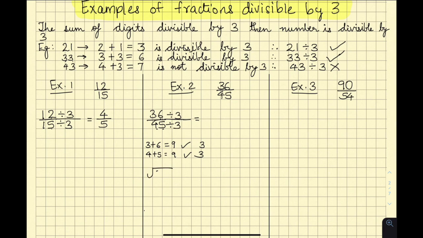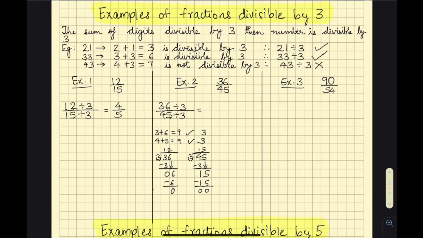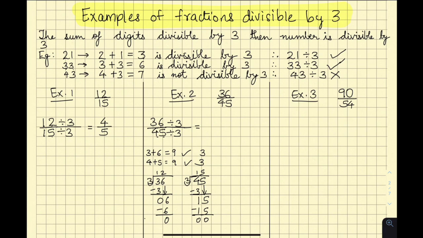36 if you divide by 3, 3 ones are 3. 3 minus 3 is 0. You bring 6 down. 3 twos are 6. 6 minus 6 gives 0. If you divide 45 by 3, 3 ones are 3, 4 minus 3 is 1. You bring this 5 down, 3 fives are 15, and then you get 0. So 36 divided by 3 gives 12, over 45 divided by 3 gives 15.